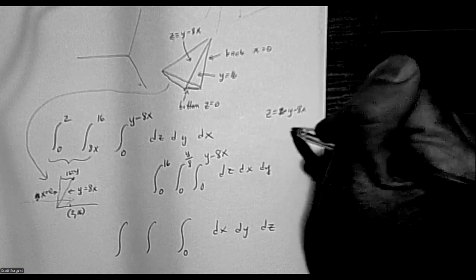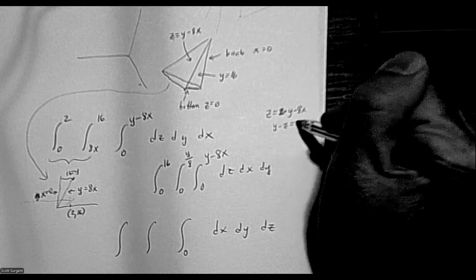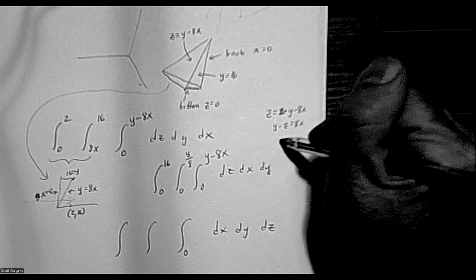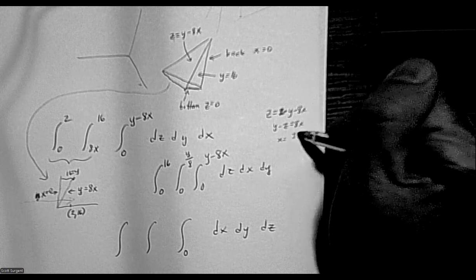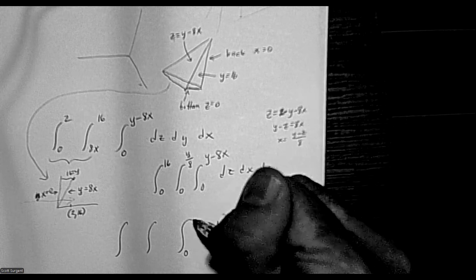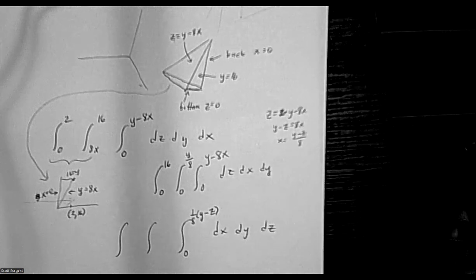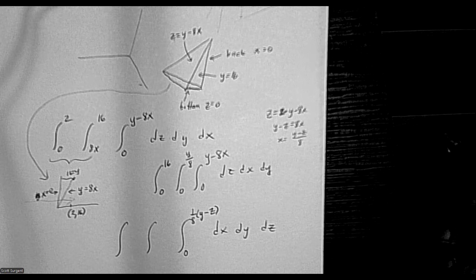So that means y minus z equals 8x, and that means x is going to be y minus z over 8, so 1/8 (y minus z). Okay, so that would be the bounds for the x.